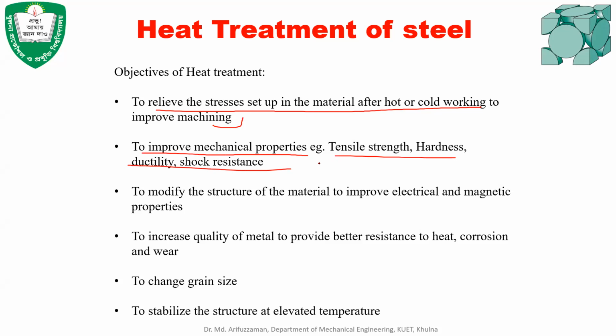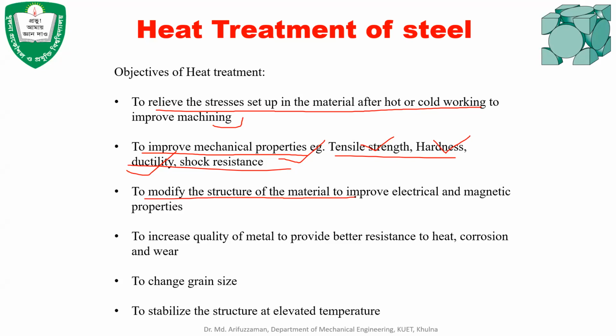For example, in the case of iron, if you cool it very slowly, then you will have more ductility. And if you cool it very fast, you will have more hardness. Okay, so the tensile strength will be like this. It will also depend on how you apply cooling of a steel. Okay, so you can improve the mechanical properties according to your requirement.